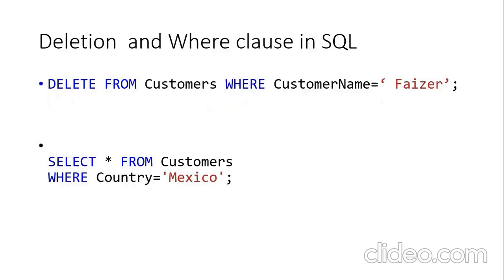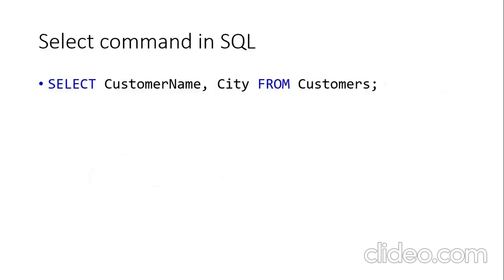The select command is used to select a particular column from the rows. Otherwise, we can choose all the columns from the table also. Select star from customer where country equal to Mexico. Wherever we have the country as Mexico in the customer table, those rows are selected and displayed. Another select command: select customer name, city from customer. Here the table name is customer. Even if the table has a number of columns, this is used to display the customer name and city among all the columns from the table.